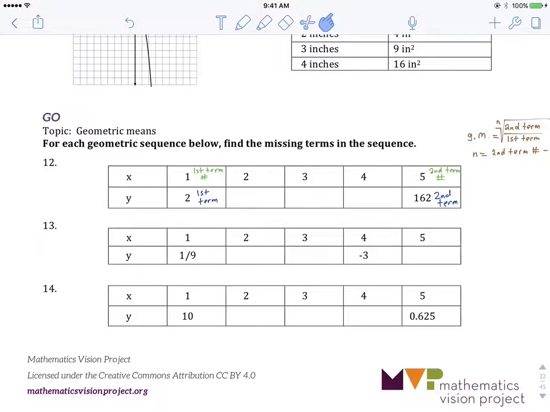We're looking at the section called Geometric Means. It's 2.3 Go. Directions say for each geometric sequence below, find the missing term in the sequence. So I came up with a method to find those missing terms in the sequence. I'll show you the long way, my thoughts on the method I created.